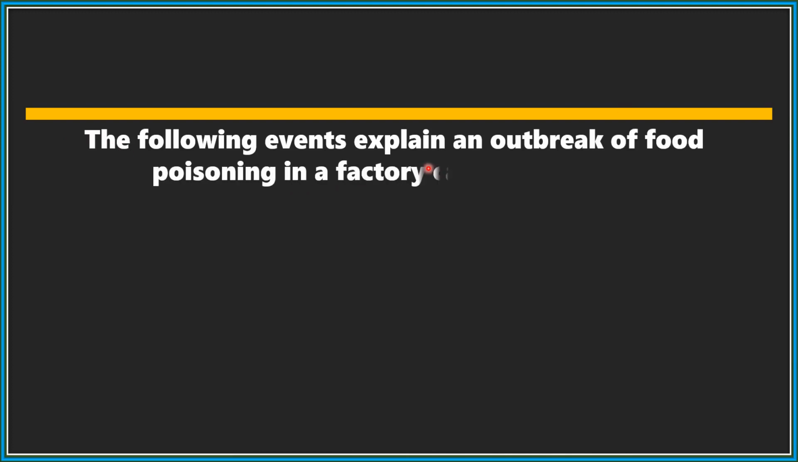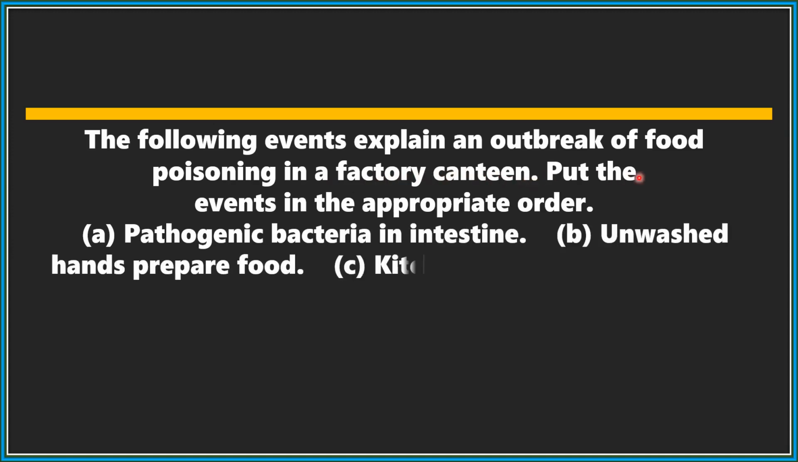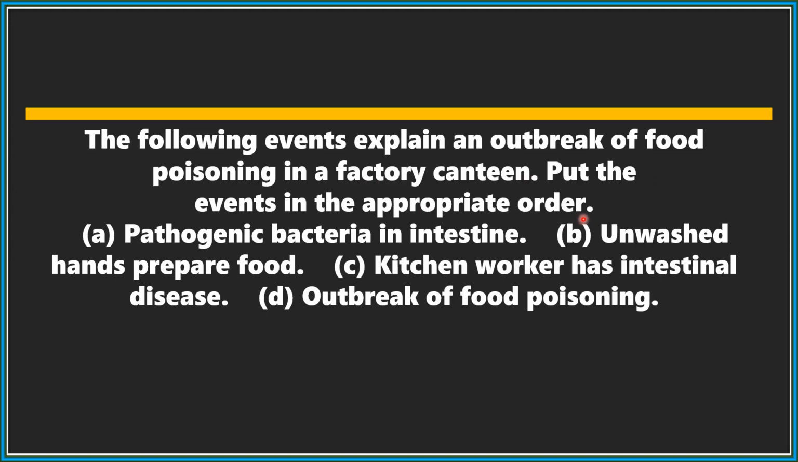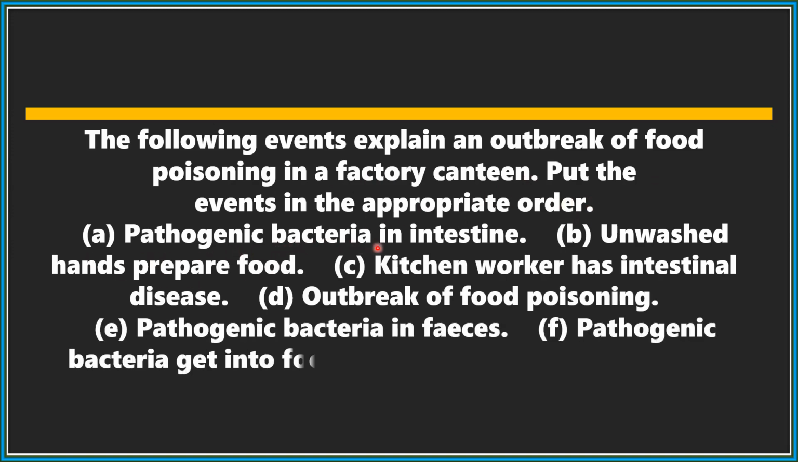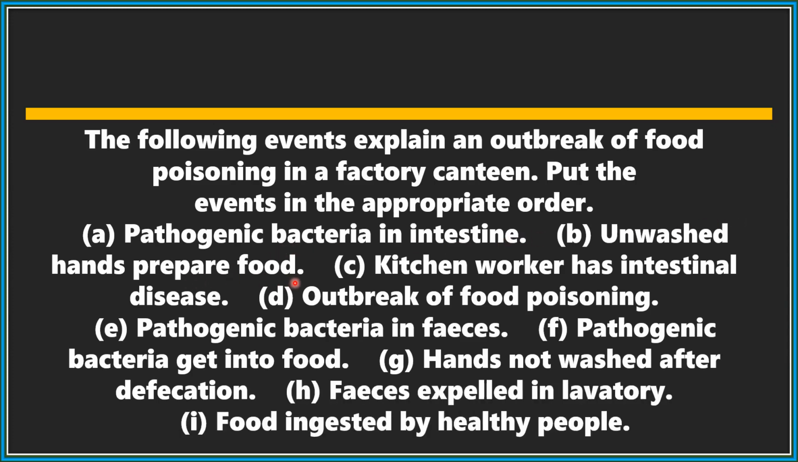The following events explain an outbreak of food poisoning in a factory canteen. Put the events in appropriate order. Pathogenic bacteria in intestine. Unwashed hand prepares food. Kitchen worker has intestinal disease. Outbreak of food poisoning. Pathogenic bacteria in feces. Pathogenic bacteria get into food. Hands not washed after defecation. Feces expelled in a laboratory. Food ingested by healthy people.